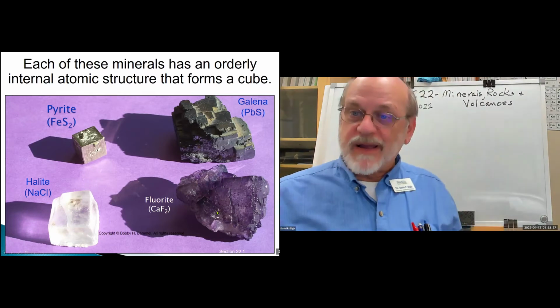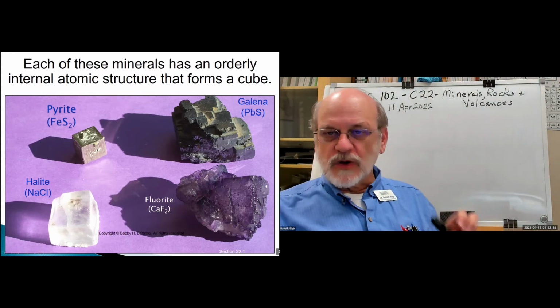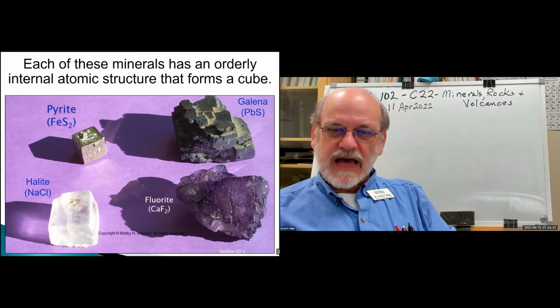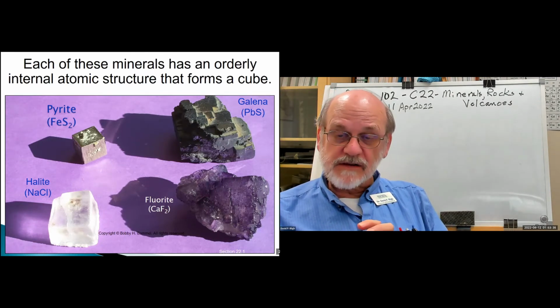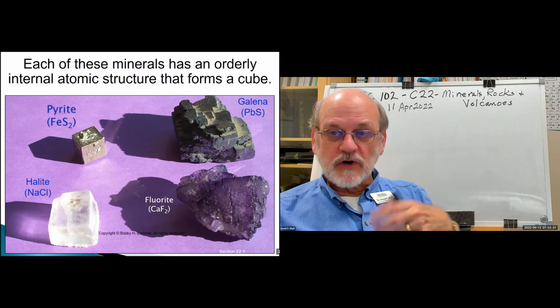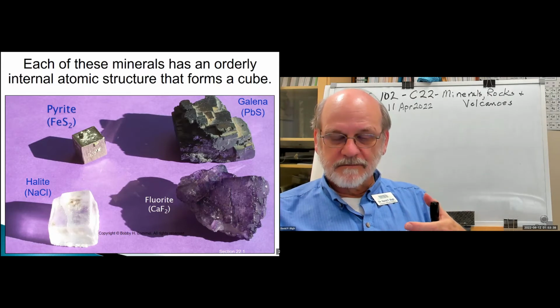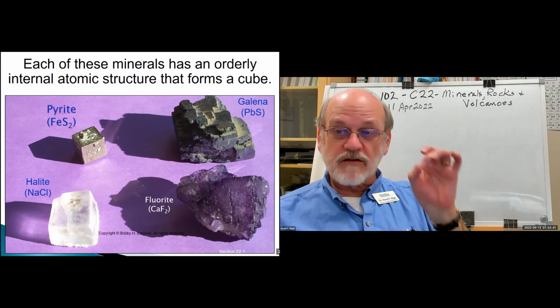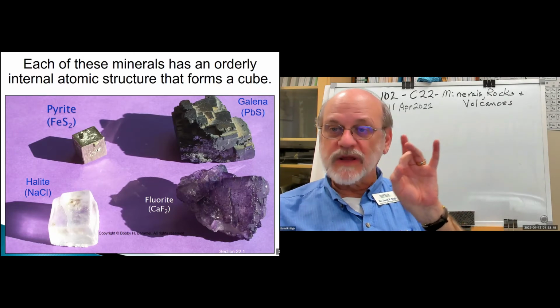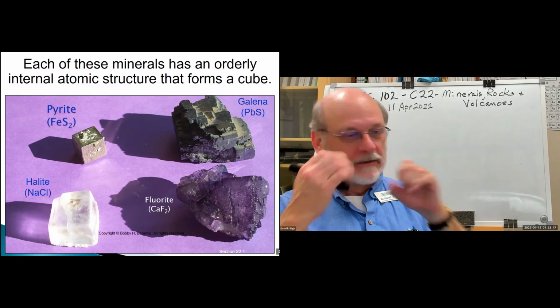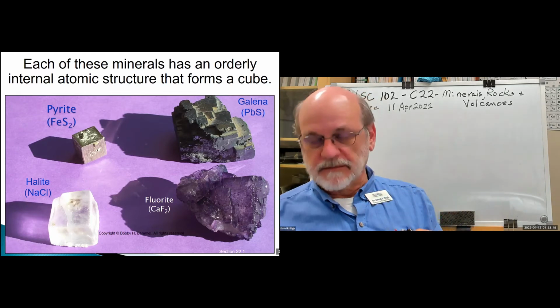If it's properly prepared, it can be made into a lens. And the nice thing about fluorite as a lens is it is transparent to ultraviolet light. Whereas if you make a lens out of quartz, it will absorb the ultraviolet light and only allow visible light through.